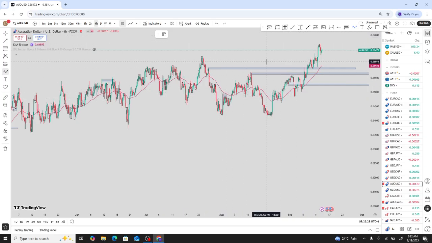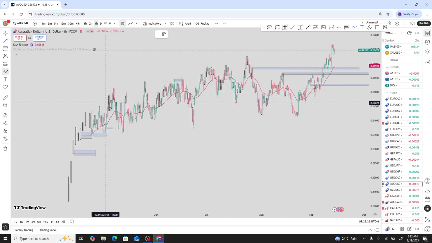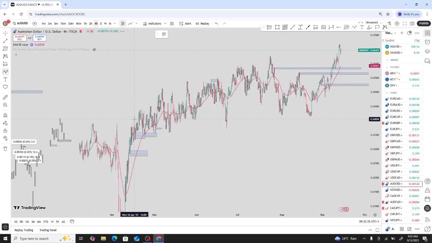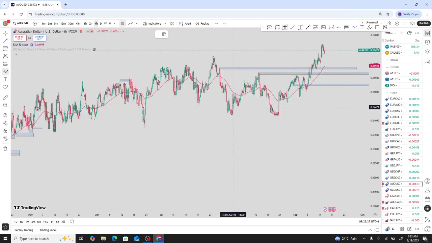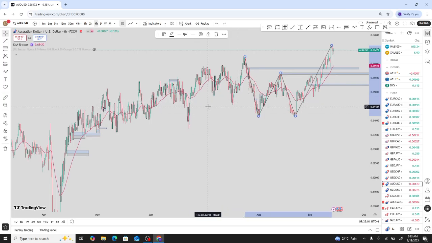This is AUD USD. We can see that the market was moving in this direction. Look, the market was making lower lows and lower highs, lower lows and lower highs. You can see this is a change of character, where the market changed its direction.